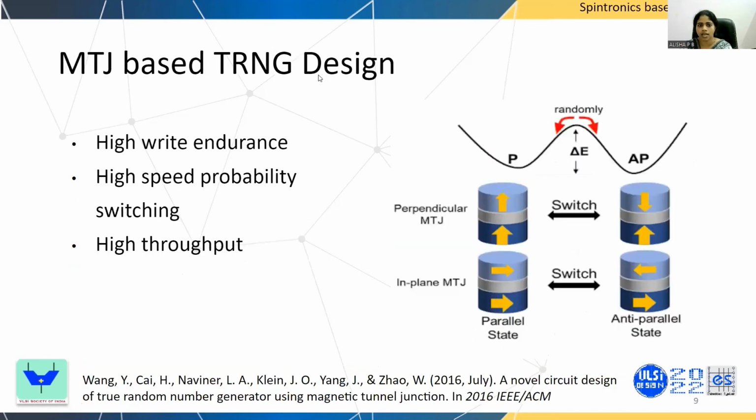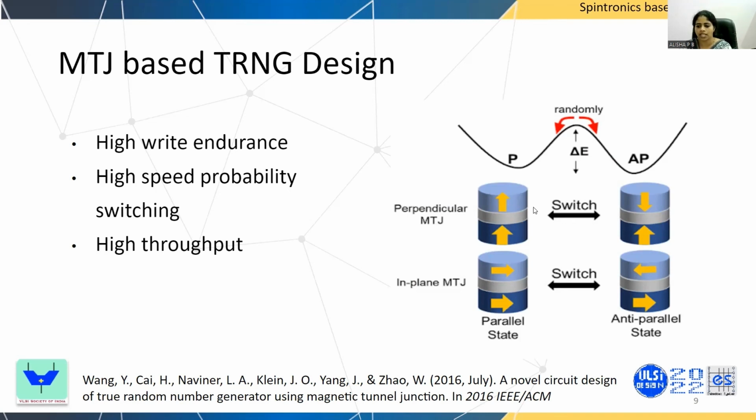Here comes the spintronics based TRNG design. The key element of the spintronics based design is the magnetic tunnel junction. Here we can see the tunnel junction consists of two ferromagnetic layers and an oxide layer. Depending upon the magnetization of these layers, we can set a parallel state and an anti-parallel state. There is an energy gap between the parallel and anti-parallel states. So this way, MTJs have an inherent randomness property.